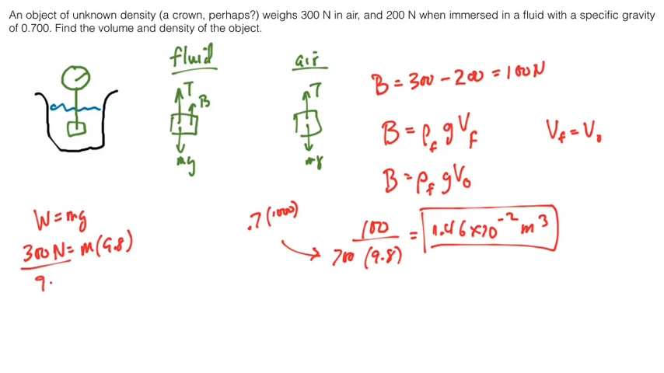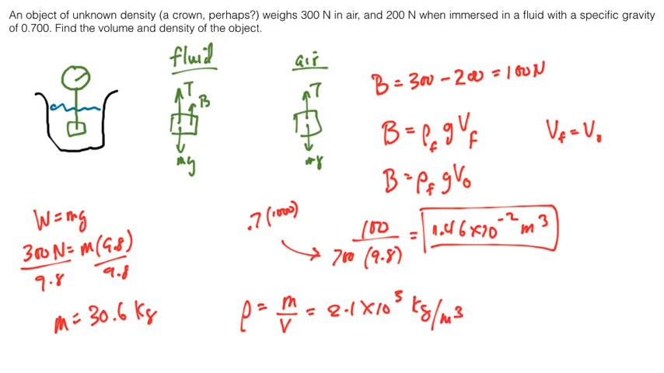Divide by little g, and I've got a mass of 30.6 kilograms. Big object. And now when I go find the density, I take that mass, I divide by that volume that I found, then I get 2.1 times 10 to the 3 kilograms per cubic meter. I believe that might be goldish, but I am not sure.